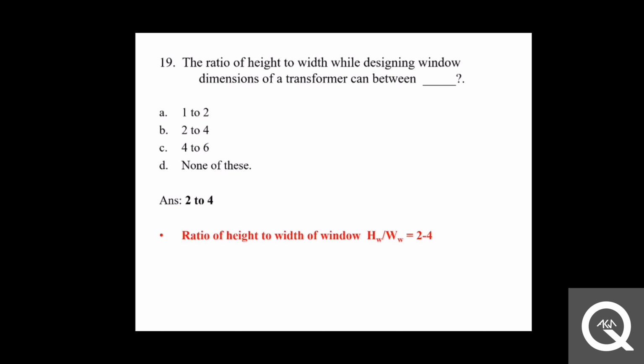Next question. The ratio of height to width while designing the window dimension of a transformer can be? The options are A 1 to 2, B 2 to 4, C 4 to 6, D none of these. The answer is 2 to 4. The ratio of height to width of a window is 2 to 4.